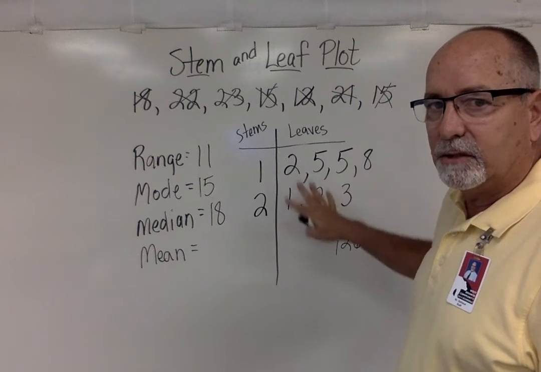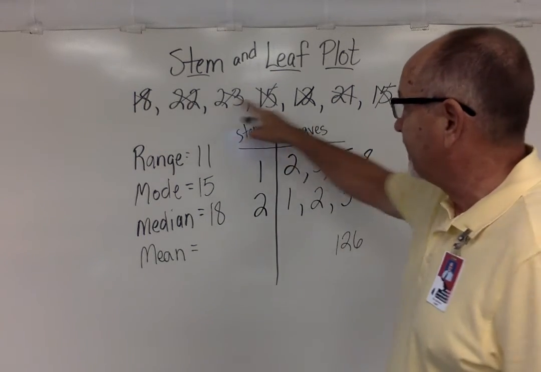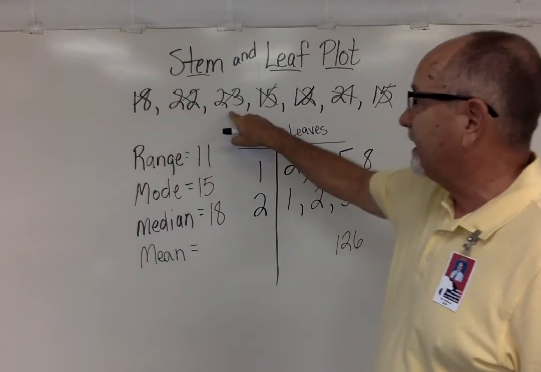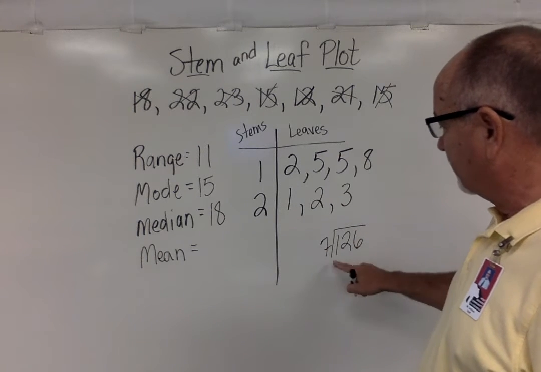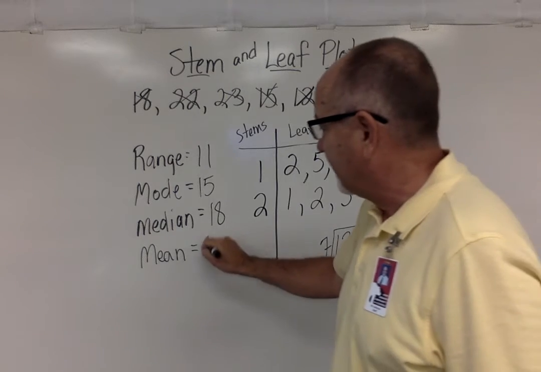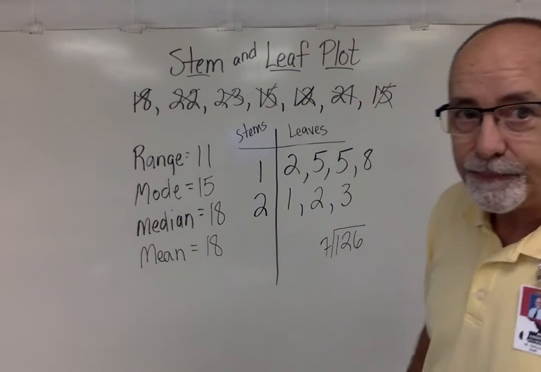Don't worry about it from the stem and leaf. Just add your data up. It doesn't have to have a certain order, just add them up. And I get the 126, and there's 7 of them. And so when I divide 126 by 7, I get 18 as the mean.